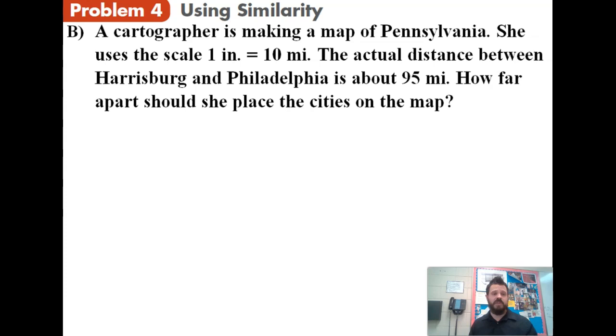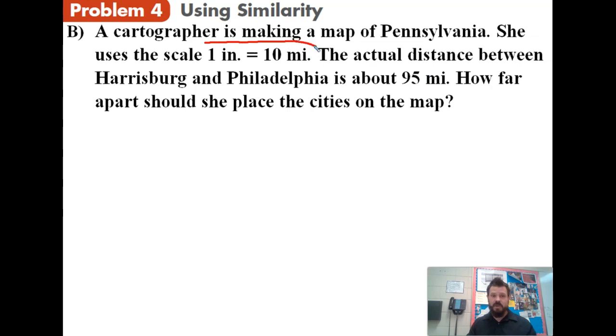In problem 4, part B, we have a cartographer, or in other words, a map maker, making a map of Pennsylvania. She uses the scale 1 inch equals 10 miles. The actual distance between Harrisburg and Philadelphia is about 95 miles. We want to know how far apart she should place the cities on the map. Okay, we can take a similar approach to this one as we did with our last problem.